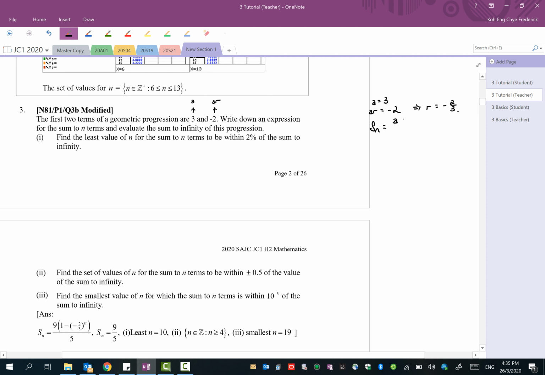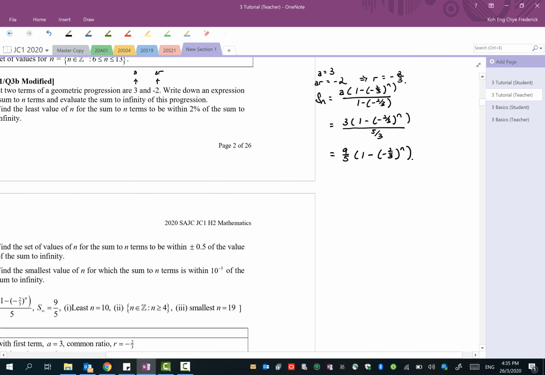So it will be A, because mod R is lesser than 1, so we will use this formula, over 1 minus R. I know A is 3, so this becomes 3 times 1 over... And this is nothing but 9/5 times 1 minus (-2/3) to the power n.